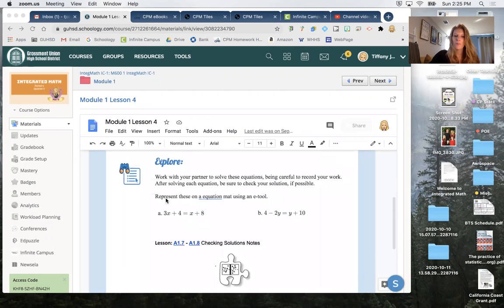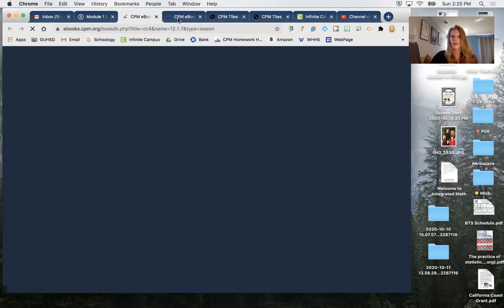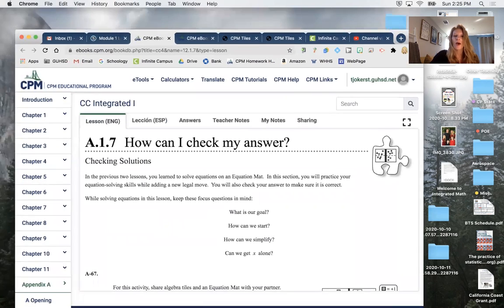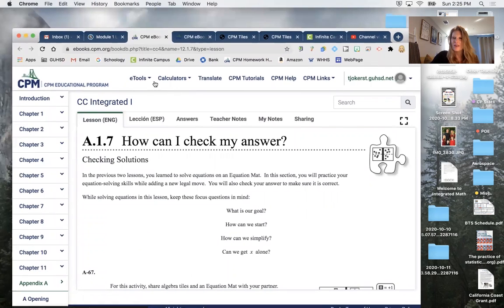It does say to represent these on an equation mat using an e-tool. So we're going to do that. We're going to look at this first one. So to use an e-tool, I'm again going to open CPM. You can do it one of two ways. I could go here to one of the links that I have here just to get it open. I had a couple open already, but that's one way to do it, just to show you how to navigate easily.